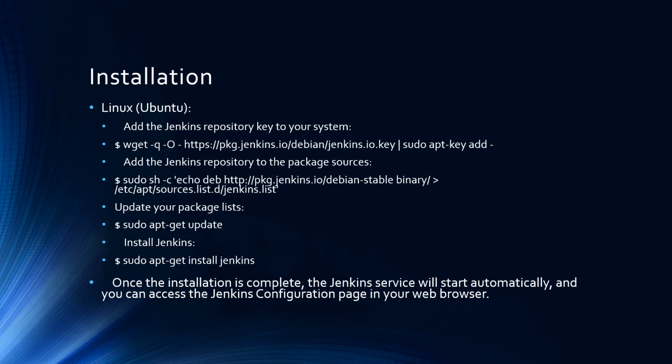After updating the package lists, installing Jenkins is as simple as using the apt-get install command. This command not only installs Jenkins, but also sets up the necessary service files and initial configuration. The package manager handles dependencies automatically, ensuring all required components are properly installed.